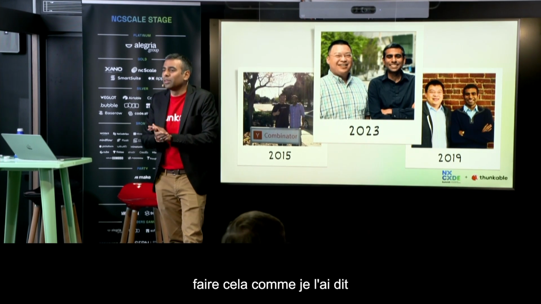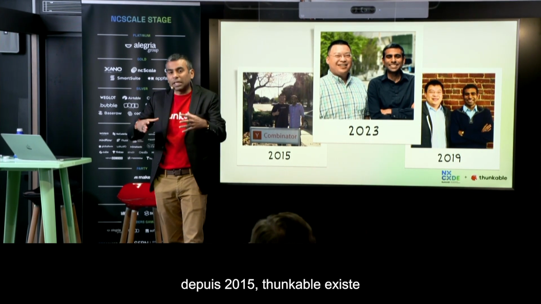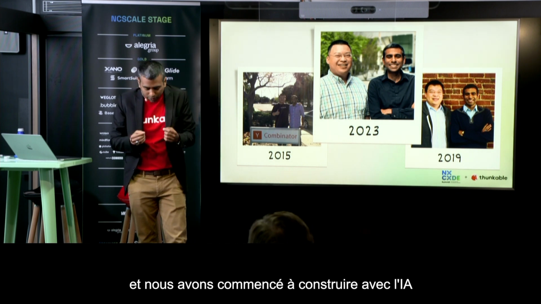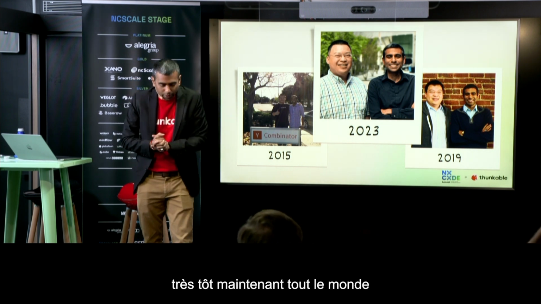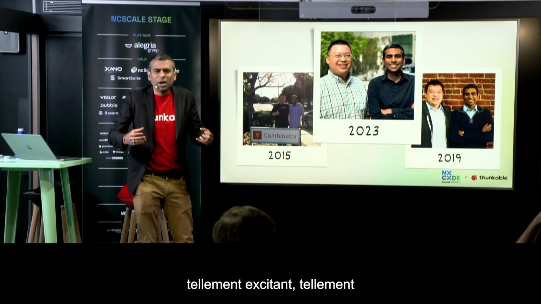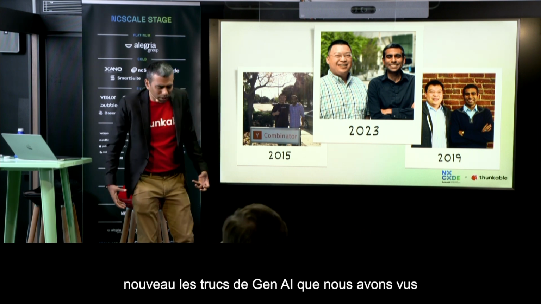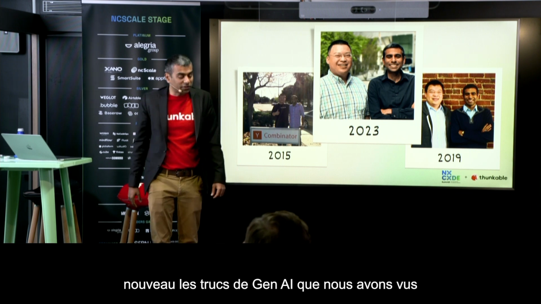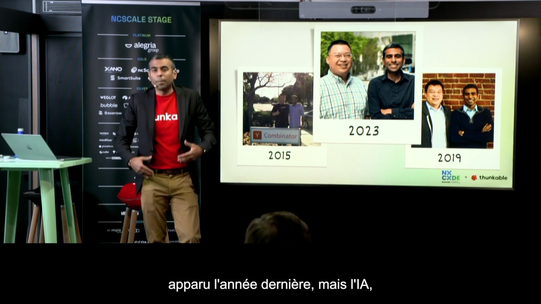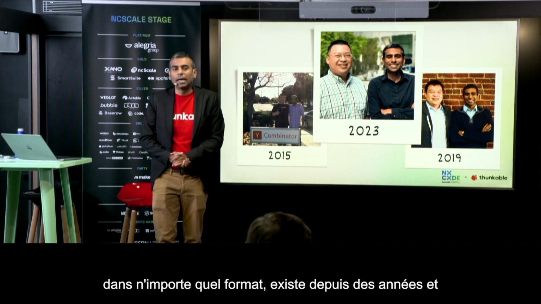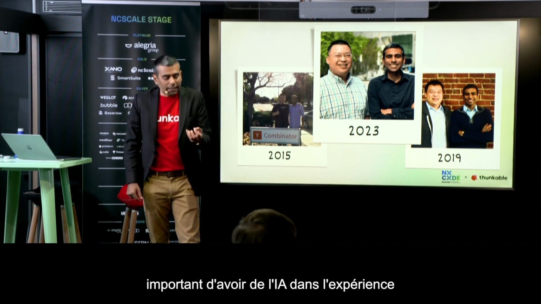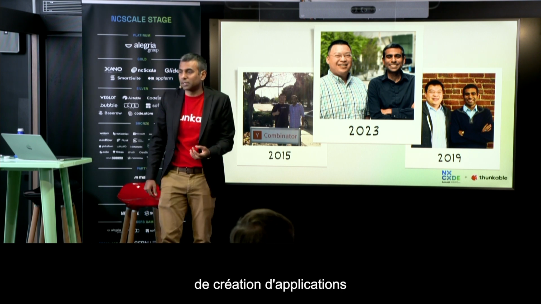We've been doing this, like I said, since 2015, Thunkable has existed, and we started building with AI from very early on. Now, everyone's been talking about AI. It's so incredible. It's so exciting, so new. The Gen AI stuff that we've seen recently, very exciting, very new, come about in the last year. But AI, of course, in any format, has existed for years, and within Thunkable, we felt it's really important to have AI within the app building experience.